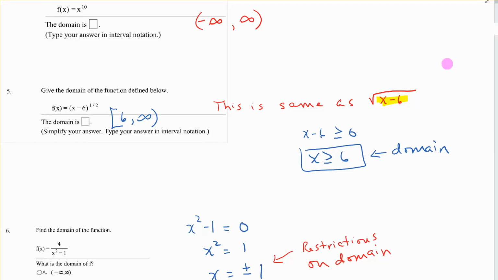x minus 6 to the 1/2. We need to remember that that is the same as the square root of x minus 6. So we take the inside, set it greater than or equal to 0, solve it, and we get x is greater than or equal to 6. That's the domain. So you can write it this way, or you could do it in interval notation, which is what it asks us to do. Bracket 6, comma, infinity.